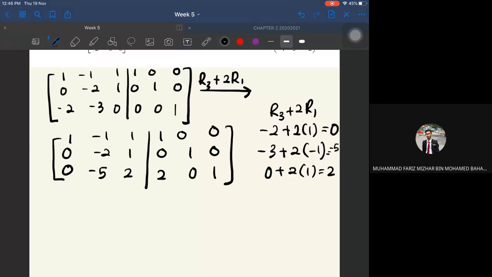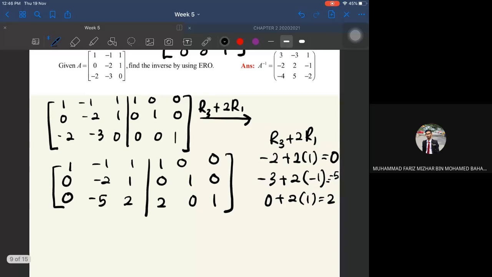Puan boleh ulang balik tak yang bawah ni? Yang mana? Yang negatif 3 tambah 2 negatif 1 ni kurang faham sikit dapat negatif 5 ni. Oh, yang dapat negatif 5 tu. Okay. Macam ni. Awak nak buat operation 2 tambah 2 row 1. Okay. So, kita tengok you punya row, the third row adalah yang ni. Okay, so ni row yang ketiga. Okay, row yang pertama adalah this one.